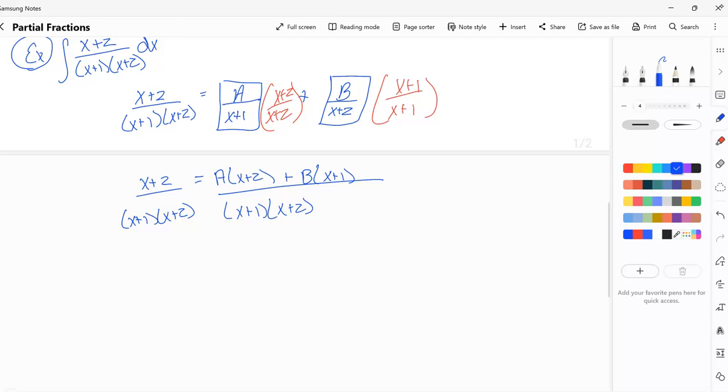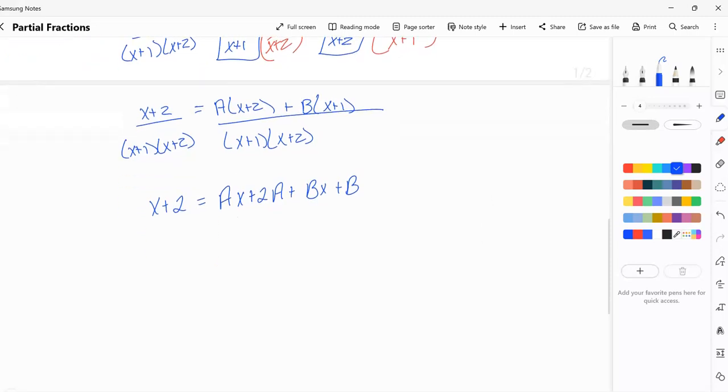Now, the only way that this side can be equal to this side is if this numerator is equal to this numerator. So x plus 2 has to equal, I'm going to go ahead and multiply this out, ax plus 2a plus bx plus b. So then we're going to compare coefficients. I'm going to rewrite this so you can see what exactly I'm talking about. I'm going to group the x terms together and then group the numbers together. You can see how these have an x in common, and then these are just numbers. And all this is equal to x plus 2.